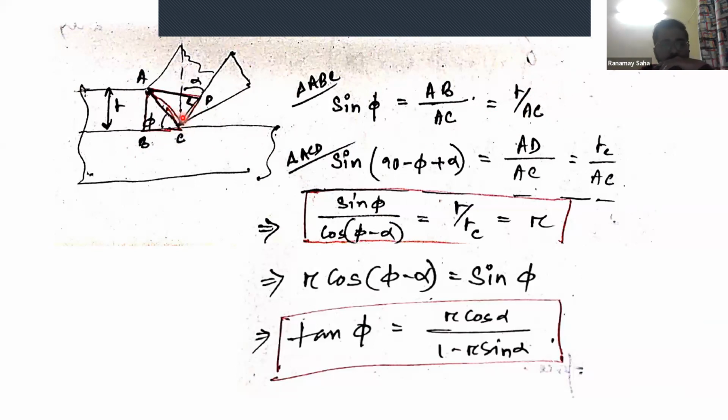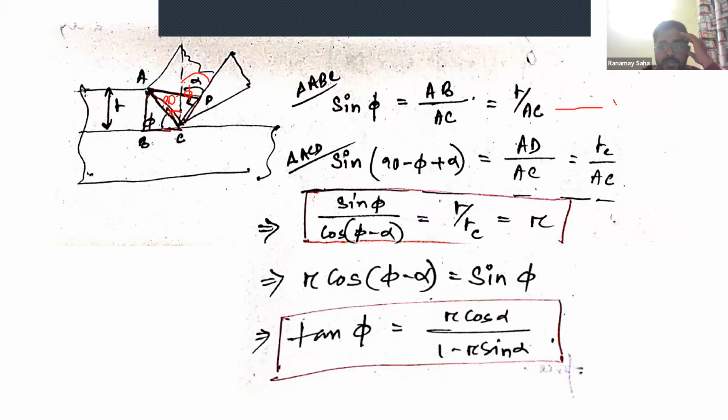And similarly, in the triangle ACD, you can see that this angle happens to be 90 minus phi plus alpha. How does this happen? So if this is phi, then what is this angle? This angle must be 90 minus phi because this whole is 90. So this is your 90 minus phi, and this one is your alpha, isn't it? So 90 minus phi plus alpha gives you angle ACD. Okay, and then you can find sine of this angle is equal to your altitude, which is AD, and the hypotenuse is AC. Gets you to the ratio tc by AC.